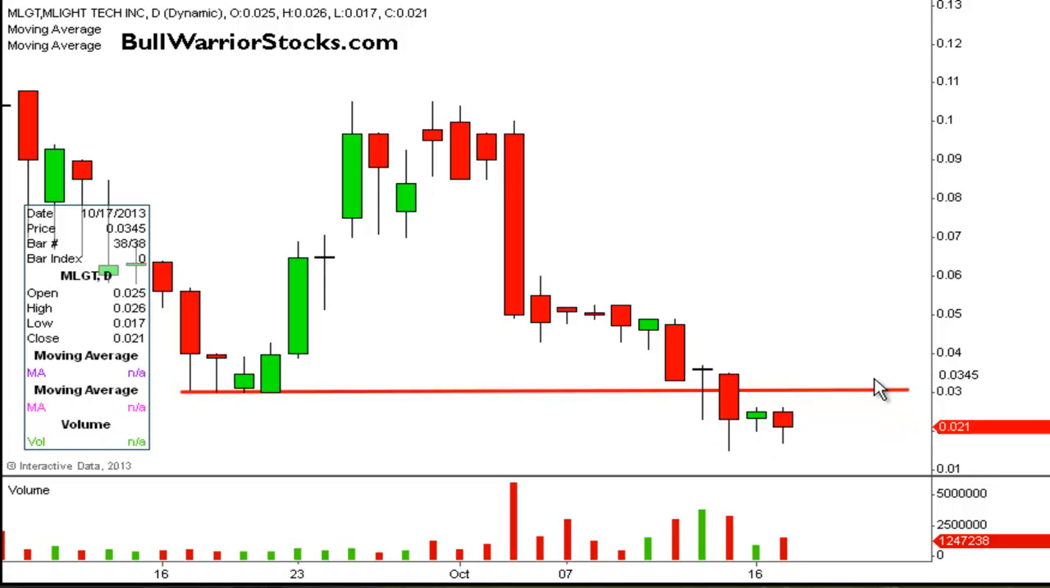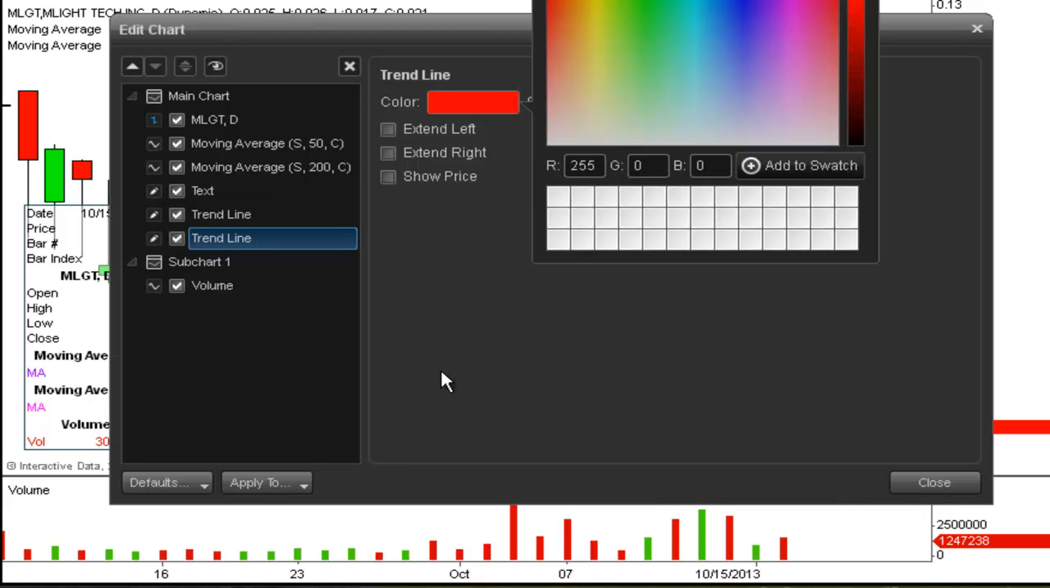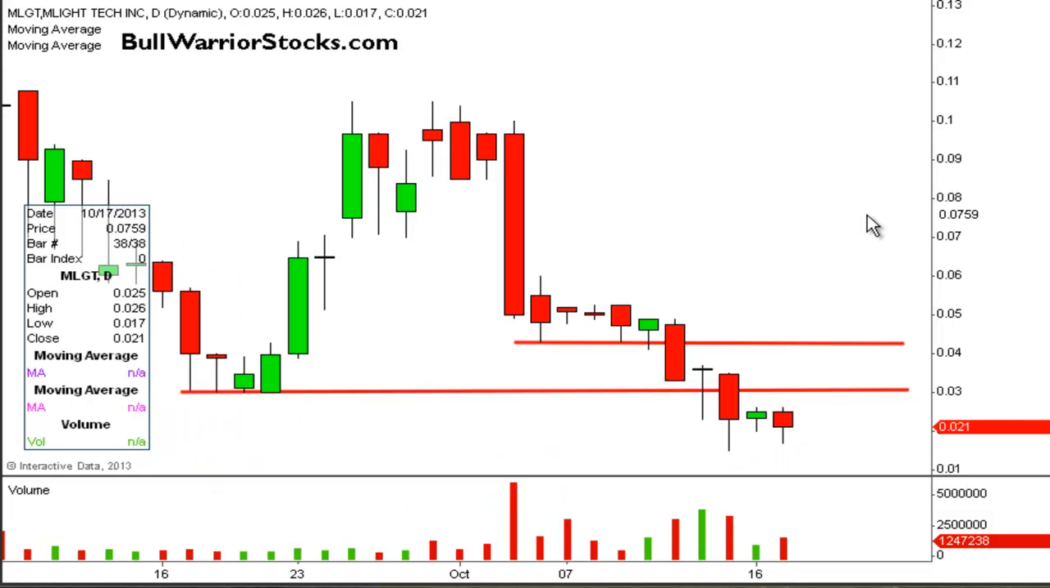Now with a break of 3 cents, what other potential areas of resistance are we looking at? Really nothing until up here, which is based off of the lows of these candles. Now I'll change that to red, and I want to just reiterate something. Don't use the eyeball test here where you look at the chart and see, well, geez, that's not much space. That's barely nothing. Look at the prices over here. We're talking about a stock that's sub 10 cents. So from 3 cents, which is where this resistance is, until this resistance up here at 0.043.